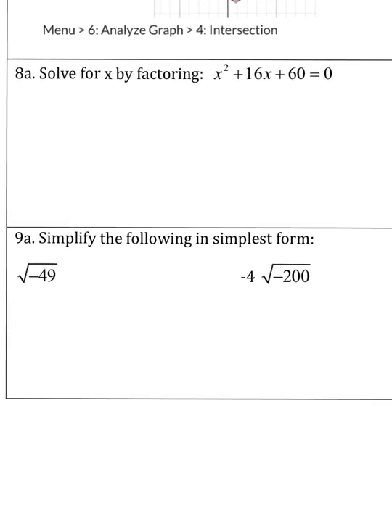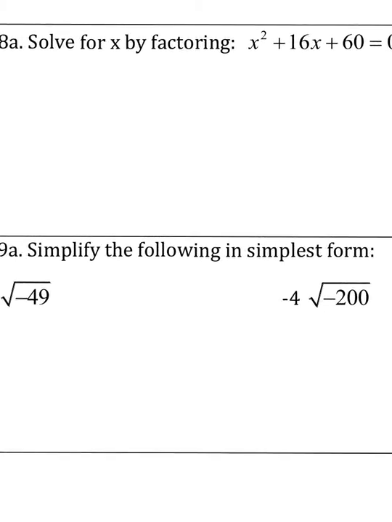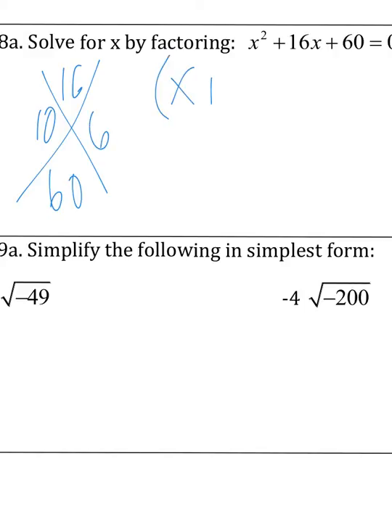So, number 8, solve for x by factoring. Okay, what are the factors of 60 that add up to 16? I know 60 is 10 times 6, and 10 plus 6 is 16. So I'm going to say x plus 10 times x plus 6 equals 0. See, so you just flip the answers.